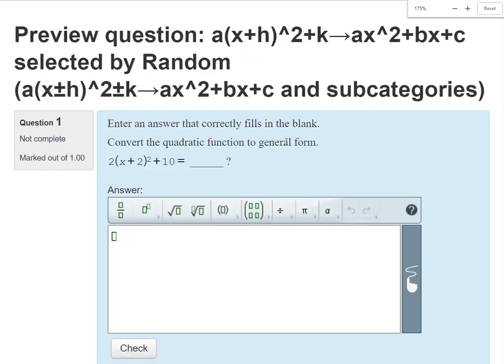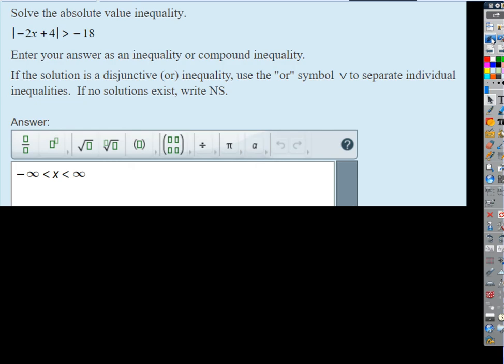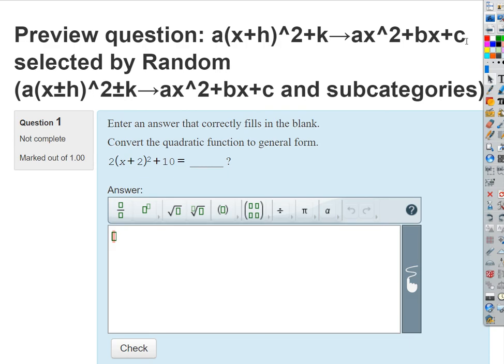Want to put it into general form. So I'm trying to put it into the form ax squared plus bx plus c, where a, b, and c are just numbers. That's simplified form, right? Simplify it. Just multiply it all out and collect like terms.